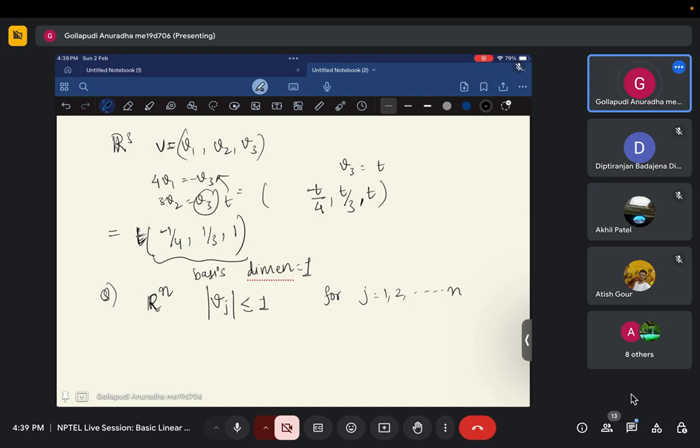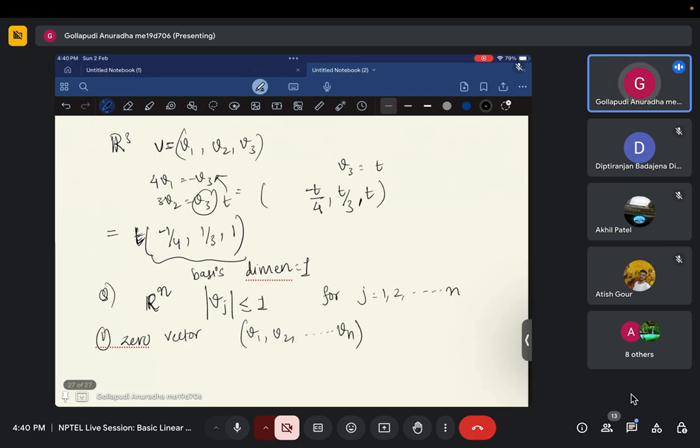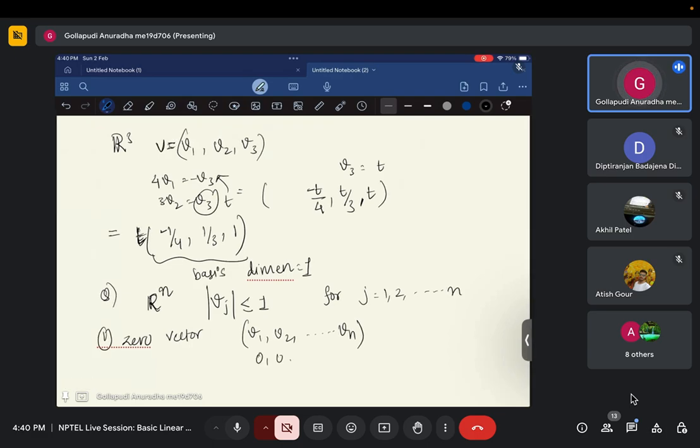Okay, so to start with, we'll see whether the zero vector is okay or not. Whether the zero vector will satisfy the constraint or not. So for example, v1, v2, up to vn, it's in Rn. For all of these, the modulus is less than 1. So if all are 0 also, that will satisfy the constraint, right? So there is a zero vector, so the first condition is satisfied.